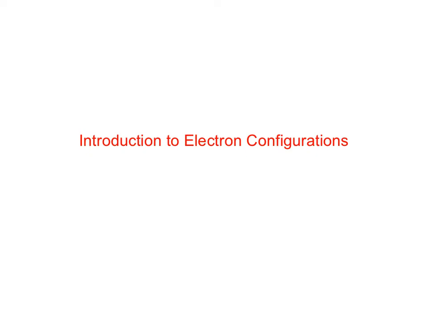In this video, we're going to talk about a topic very closely related to quantum numbers and atomic orbitals. And that topic is electron configurations. Since we specify in an electron configuration which of the atomic orbitals are going to be occupied by electrons for different atoms.